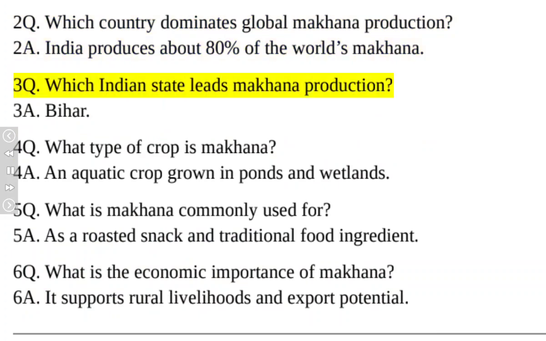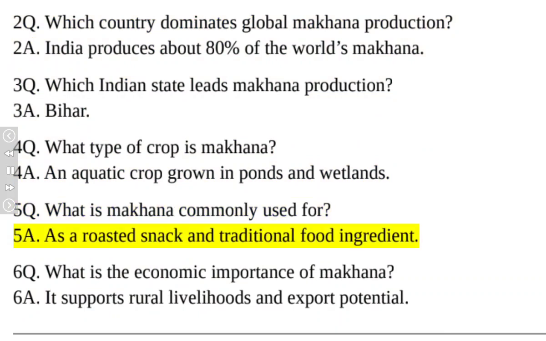3Q. Which Indian state leads makhana production? 3A. Bihar. 4Q. What type of crop is makhana? 4A. An aquatic crop grown in ponds and wetlands. 5Q. What is makhana commonly used for? 5A. As a roasted snack and traditional food ingredient.